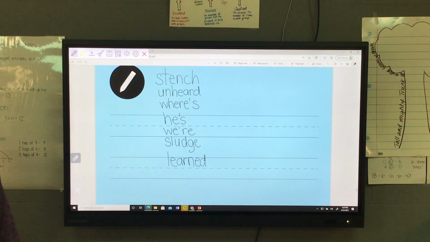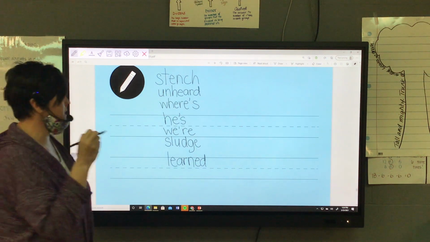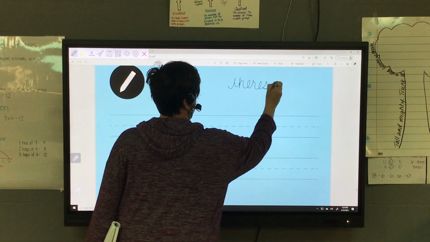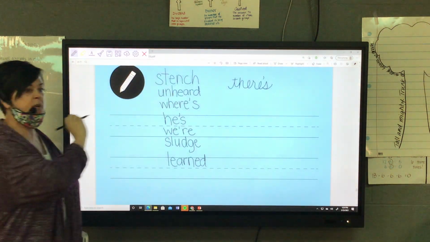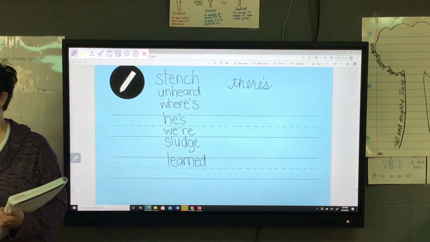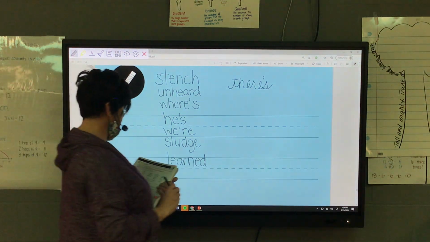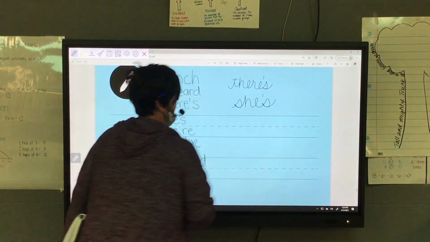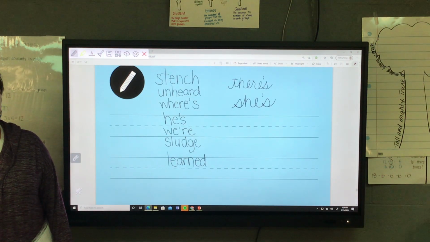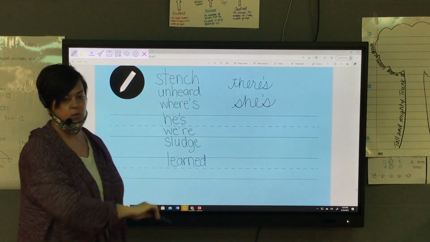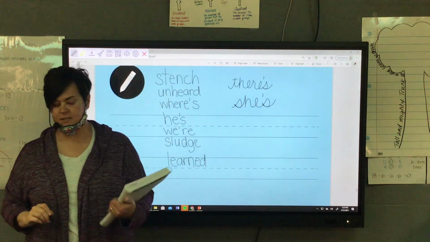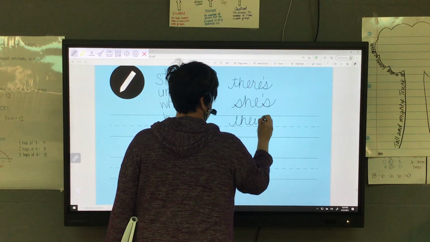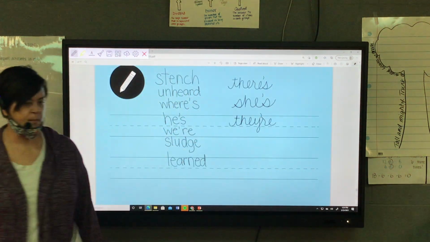When you are writing a word in cursive that needs an apostrophe, the next word was there's. T-H-E-R-E-S, and then go back and add the apostrophe after you have written the word. Same with the word she's. S-H-E-S, go back and add your apostrophe. You're just waiting to pick up your pencil after you have it all written, and then go back in and add the apostrophe where it needs to be added. And then the last word that you wrote was they're. T-H-E-Y-R-E. Go back in, add your apostrophe.